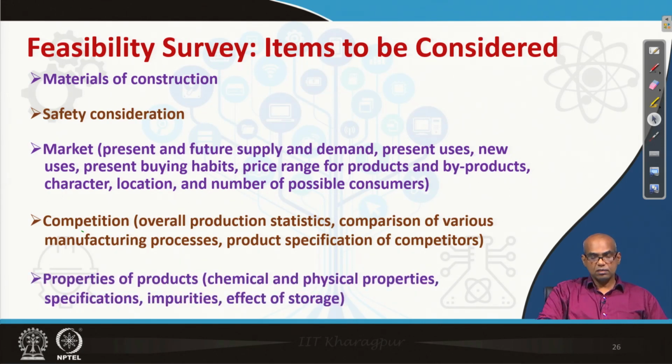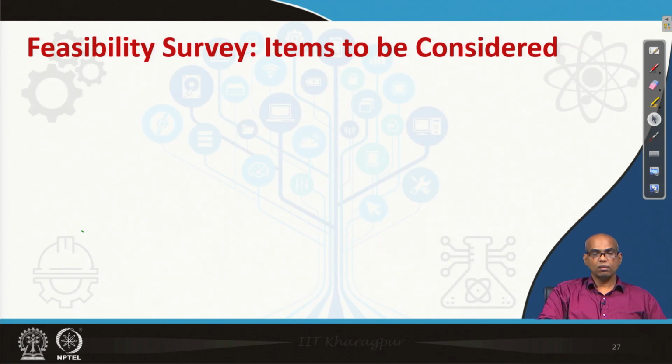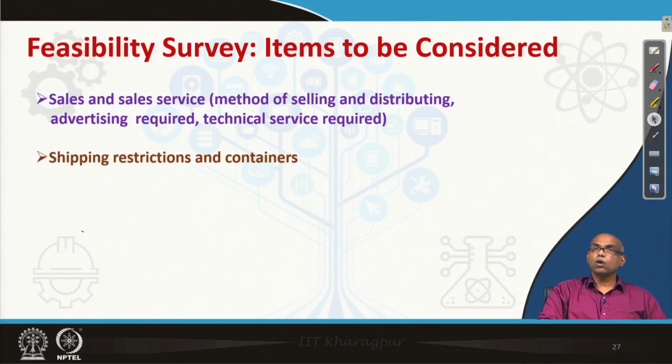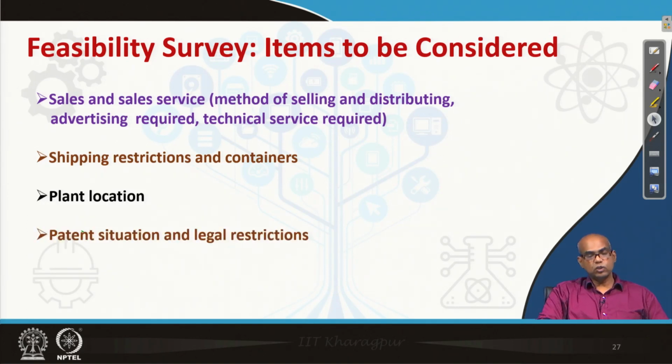Properties of products: chemical and physical properties, specifications, impurities, effect of storage. Sales and sales service: method of selling and distributing, advertising required, technical service required. Shipping restrictions and containers, plant location, patent situation and legal restrictions.